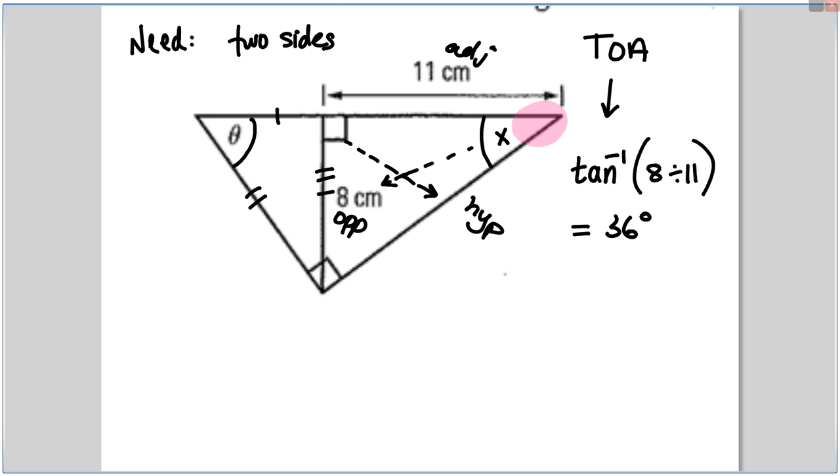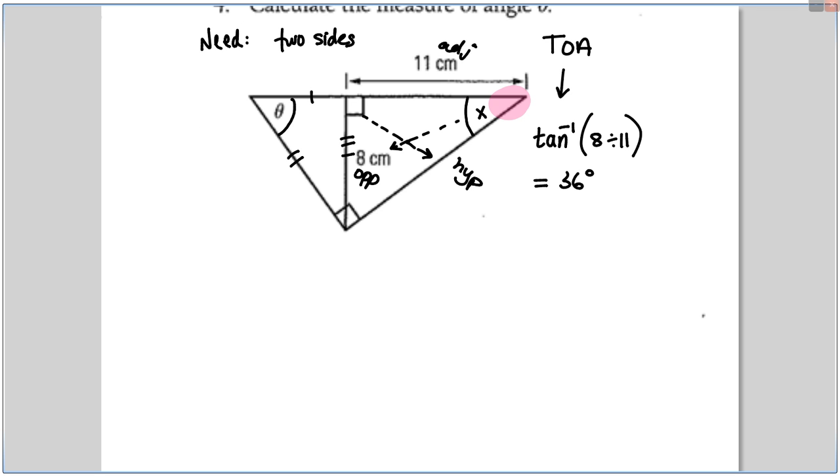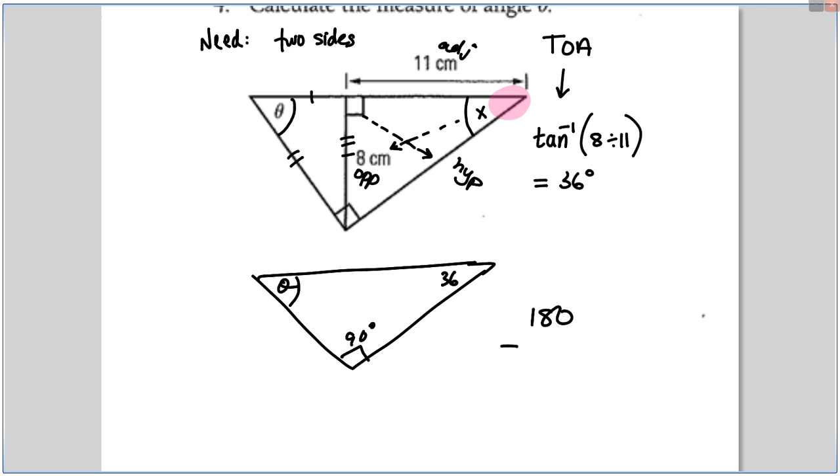All right. So I'm just going to draw the big triangle just like this. This is 36. Right here is a 90. So how do you get this angle down in the corner? We talked about it right at the beginning. Good. 180 minus 90 minus 36. So there it is. Theta is 54.